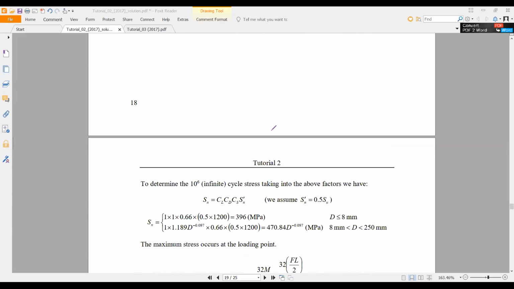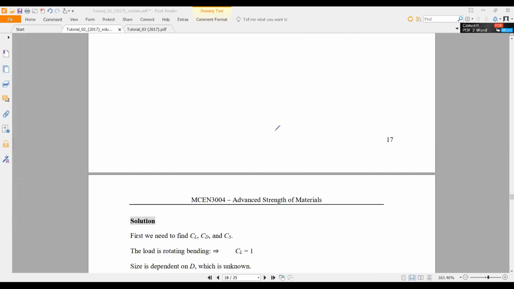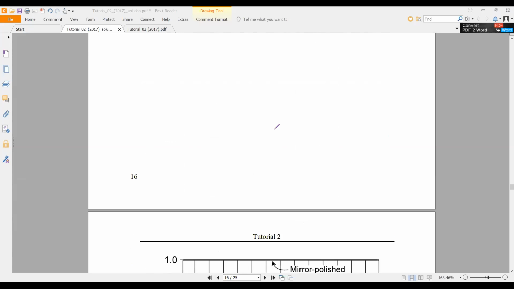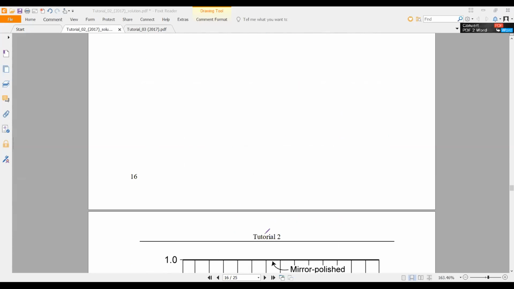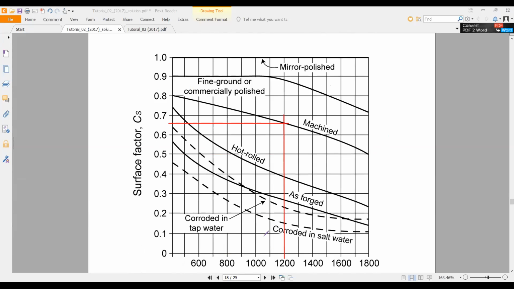You need to consider that particular component in here. If it is equal or less than 8 millimeter, CD value is 1, and if it is higher than 8 millimeter and lower than 250 millimeter, this is the equation. And so you need to deal with the 2 cases now.